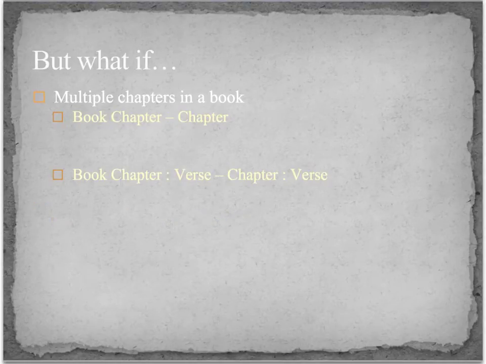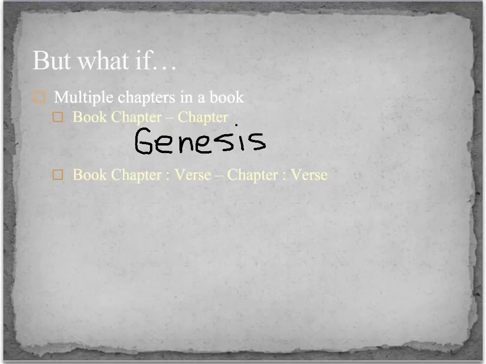But what if you need to read more than one chapter in a book? In that case, you're going to see the name of the book, then the numbers for the chapters will be separated by a hyphen. So, we'll go back to Genesis. Genesis is my book, and I'm going to read the first two chapters. So, chapter 1, hyphen means to or through chapter 2. So that citation means I'm going to read the first two chapters of Genesis in their entirety.